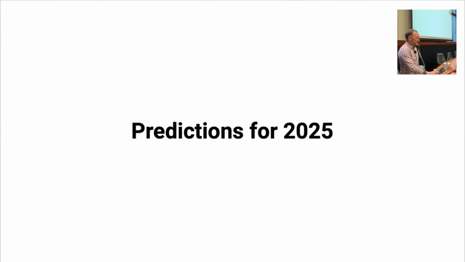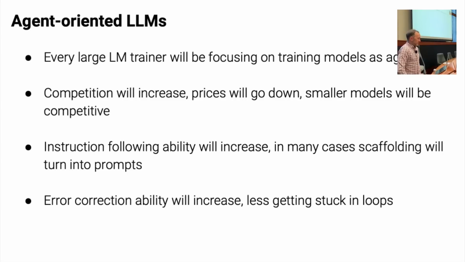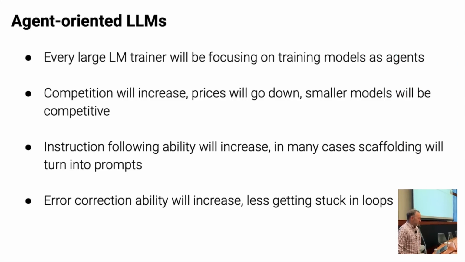The first thing is agent-oriented LLMs, large language models for agents. My prediction is every large LM trainer will be focusing on training models as agents. So every large language model will be a better agent model by mid-2025. Competition will increase, prices will go down, smaller models will become competitive as agents. Right now, agents are somewhat expensive to run in some cases, but I expect that won't last 6 months. I bet we'll have much better agent models in 6 months.